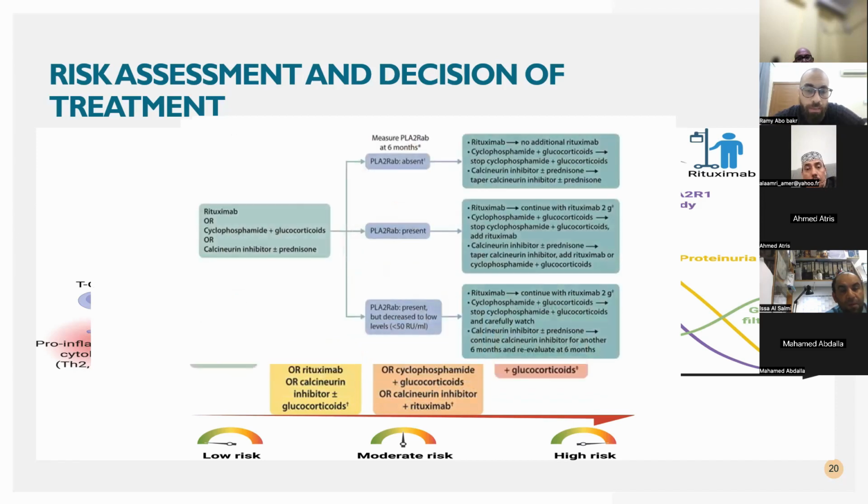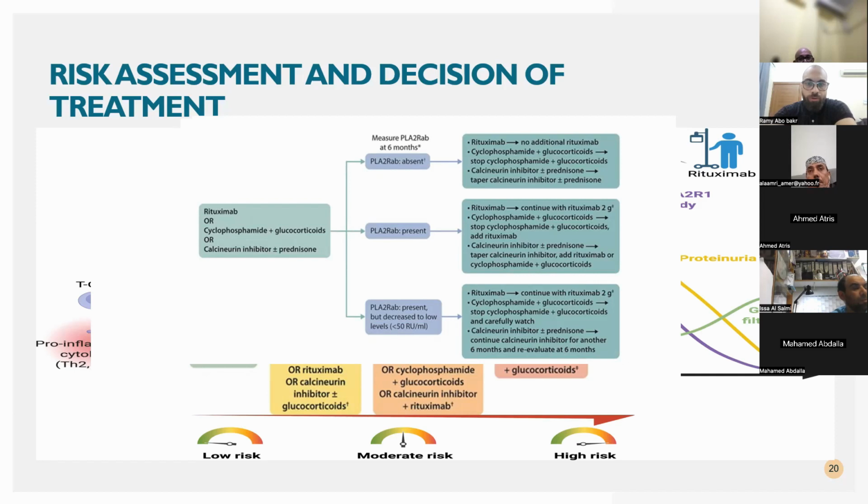Not only this, we can use the response to treatment after 6 months if the patient received one of the regimens like rituximab, cyclophosphamide, or calcineurin inhibitor. After 6 months you repeat the test, and if it becomes negative, now you can downgrade your immunosuppression. If it's still positive or persistently high, you can switch to another regimen.